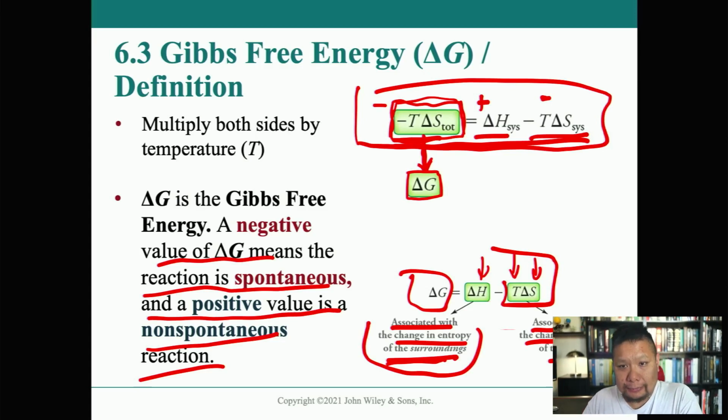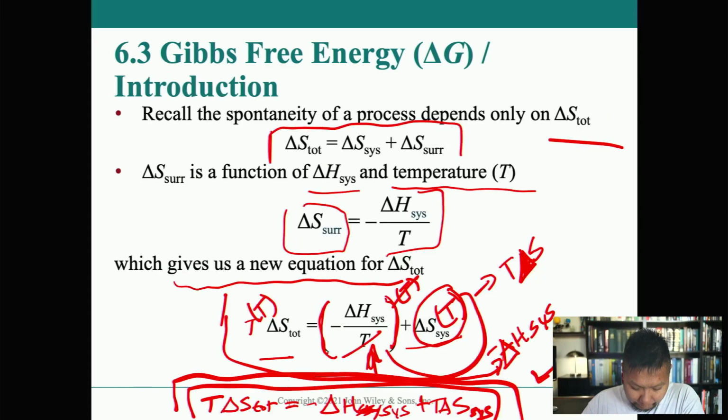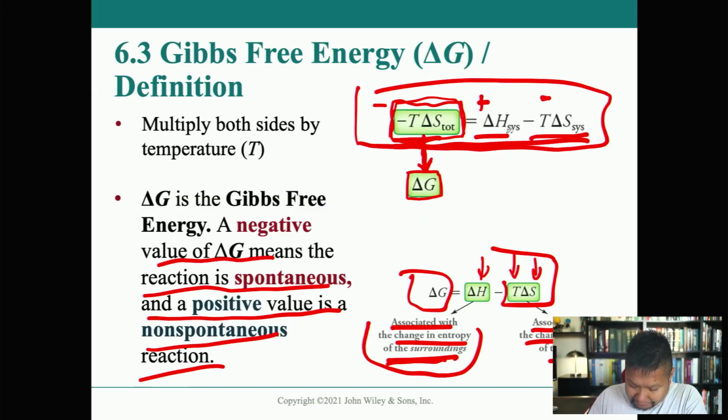So do you see how we went from this equation up here, which is delta S total equals delta S system plus delta S surroundings, and got to the point where now we have delta G, delta H, and delta S all in one equation? I tried to go through that stepwise with you. Knowing how to do that is not as important as knowing that. Okay? Remember.